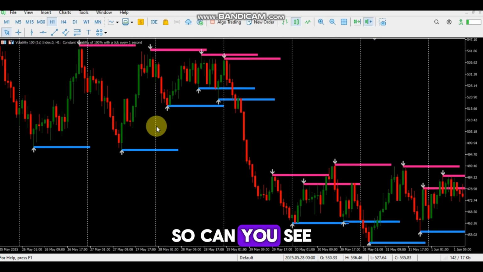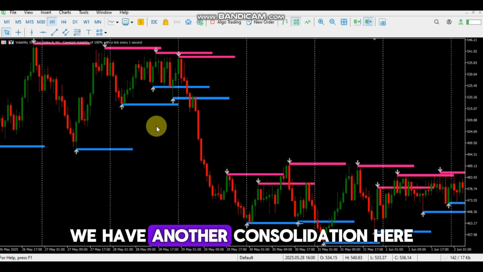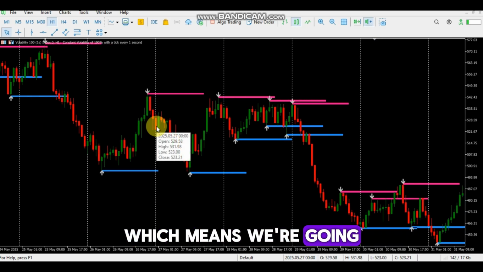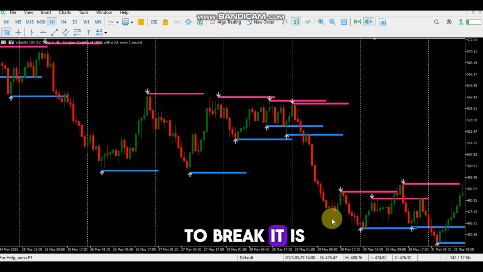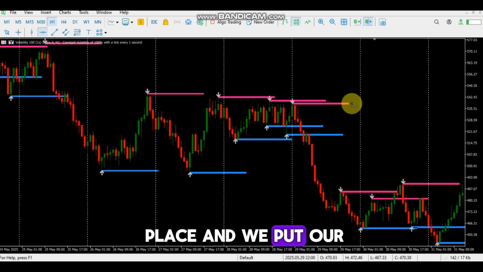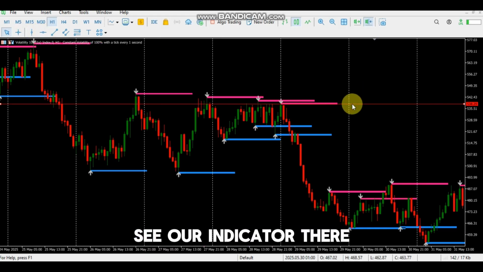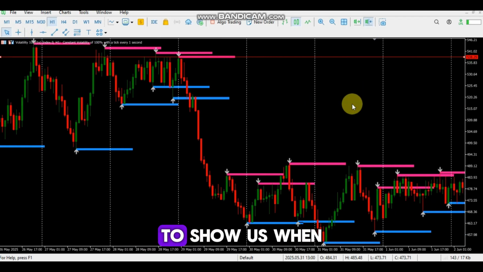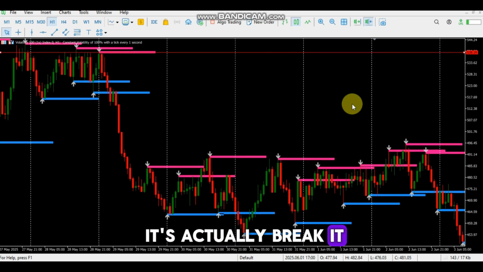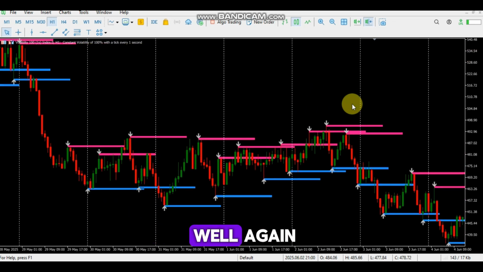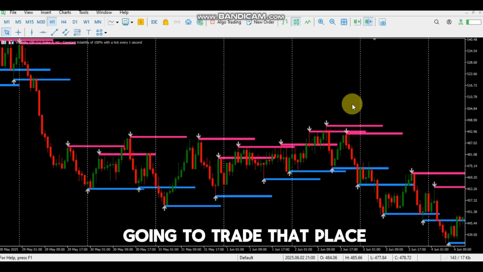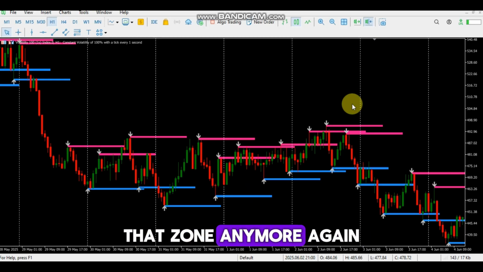Can you see we have another consolidation here? Which means we are going to look for the previous one. The previous one to break it is this one, and the next one will be around this place. So we mark this place and put our indicator there to show us when it actually breaks it. That place is no more functioning, and we are no more going to trade that zone again.